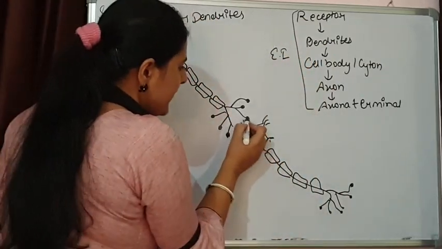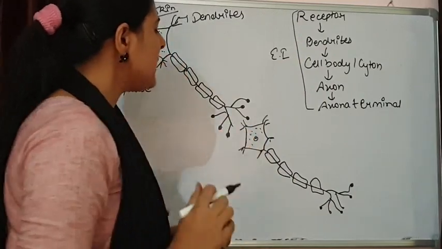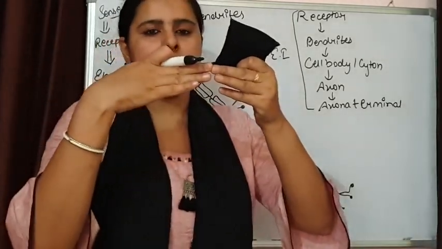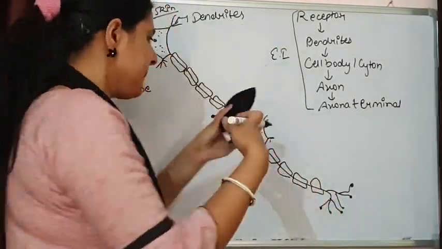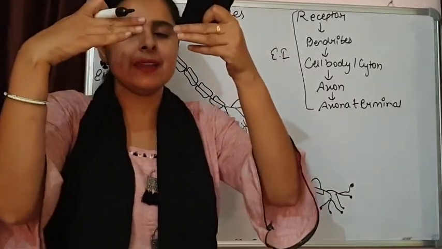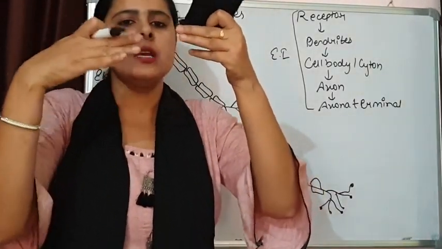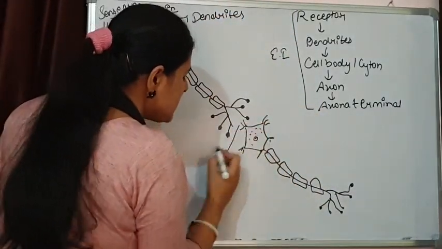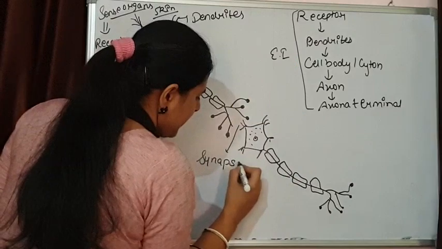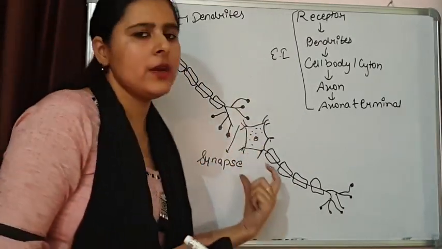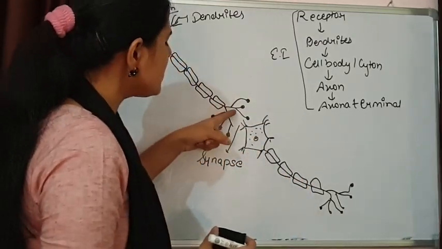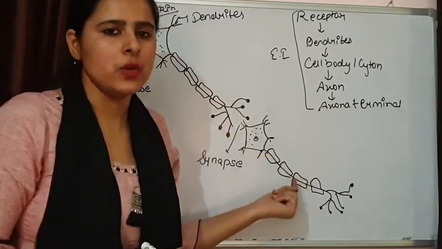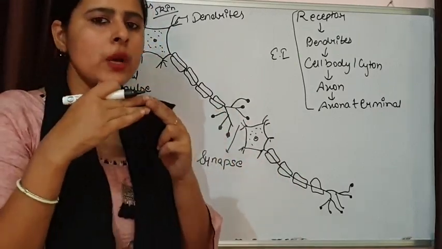Now up to here the signal has reached, but the problem is that the next neuron is not directly connected with the previous neuron. There is a slight gap between these two neurons. So the electrical signal cannot jump across this gap. The gap between these two neurons is the synapse, and this synapse creates a problem. So how is the message going to be delivered from this neuron to the other neuron, because they are not directly connected to each other?